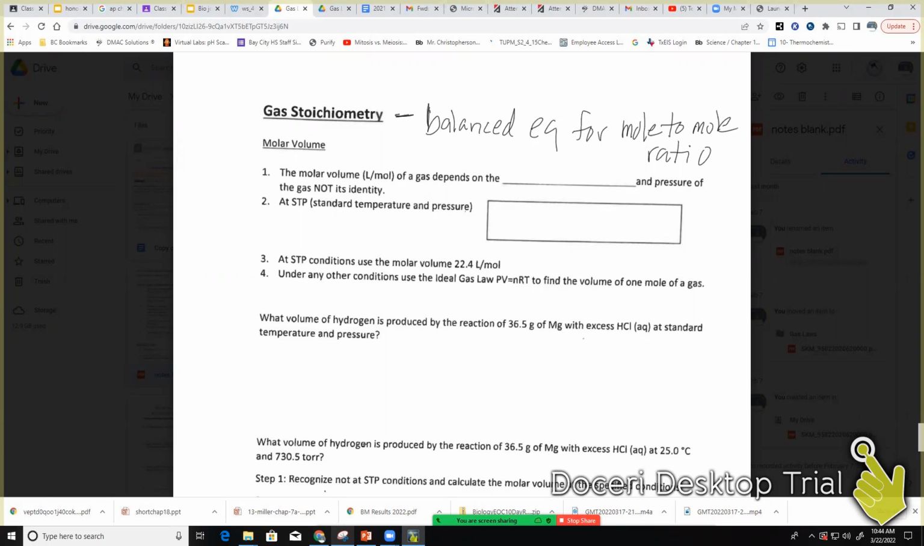Anyway, AP chemistry loves this. They love to make you use stoichiometry and the ideal gas law like 2 times each on the main test. So, all right.